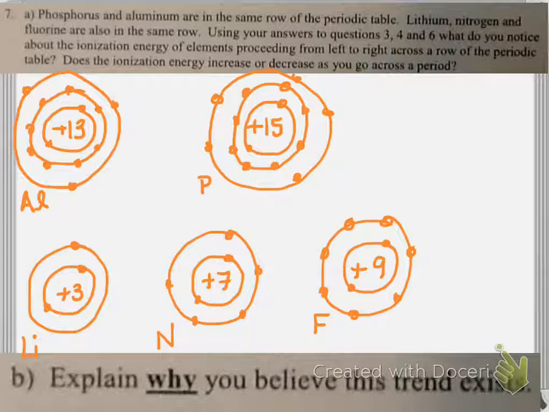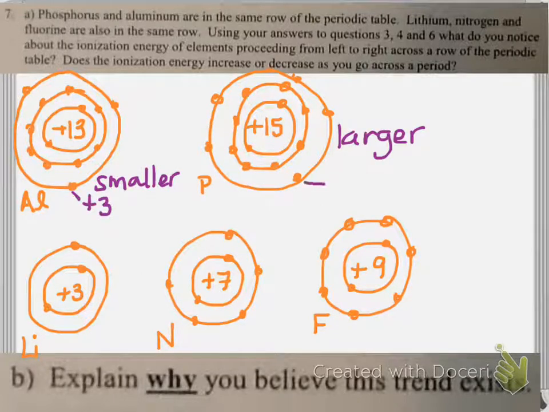So we just said that phosphorus's ionization energy was larger and that aluminum's was smaller. And that was because aluminum's pull was +3 and phosphorus's pull was +5. When we talked about lithium, nitrogen, and fluorine, lithium's first ionization energy was the smallest.